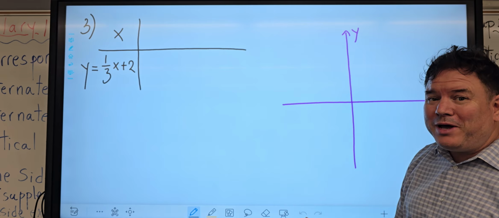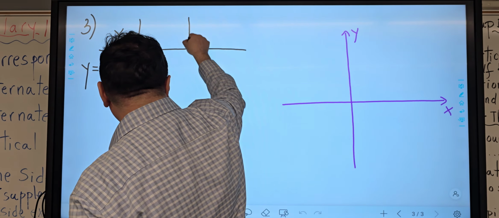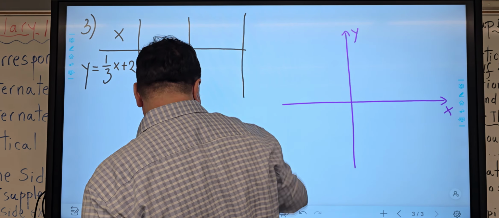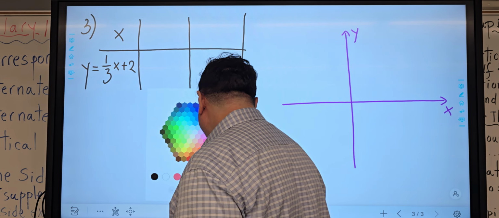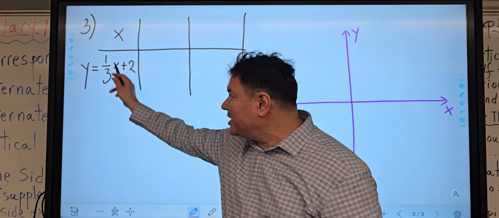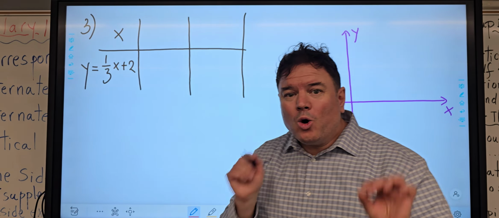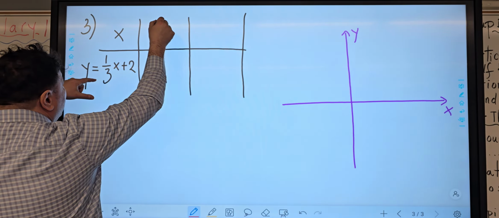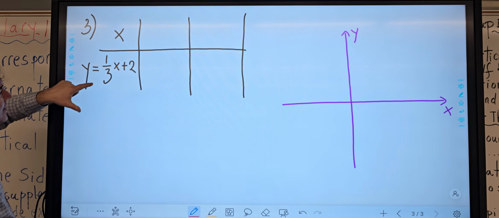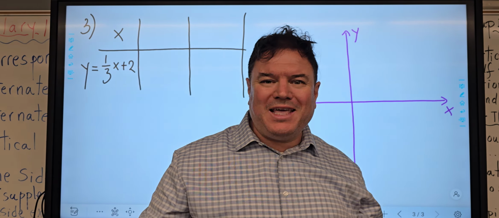So step number 1, the problem gave us already the table of value. But now, again, we have to give some values for the x, right? At least 2 values for the x. Now, I want you to remember and pay attention. Anytime we have a fraction in front of the x, we are going to choose those numbers very carefully. So I want to choose a number for x that will cancel this number on the bottom, so we don't end up with another fraction or with decimals.